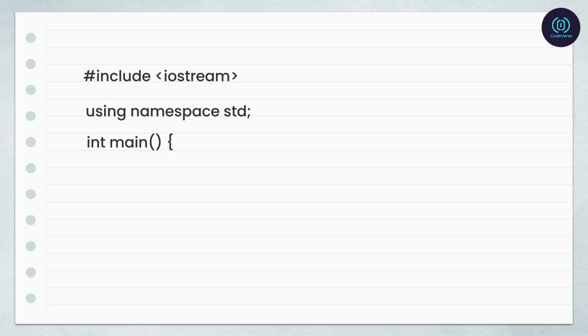Then, we define the main function. This is where every C++ program starts. When your program runs, the computer looks for the main function and begins executing from there. Inside main, we write this line, which prints the text Hello, World, to the screen.